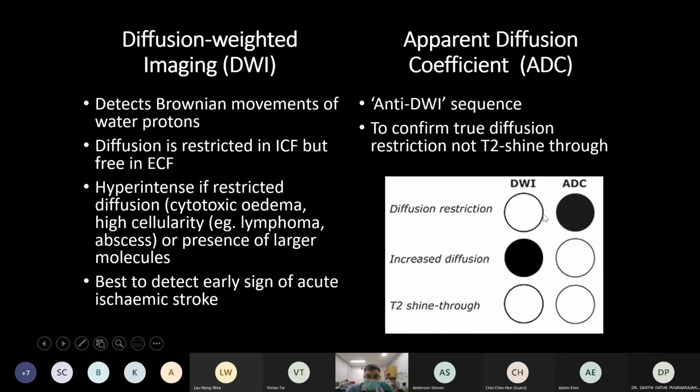And if DWI is dark and ADC is bright, which means that there's no restriction in terms of diffusion. In fact, it's increased compared to the surrounding structure.